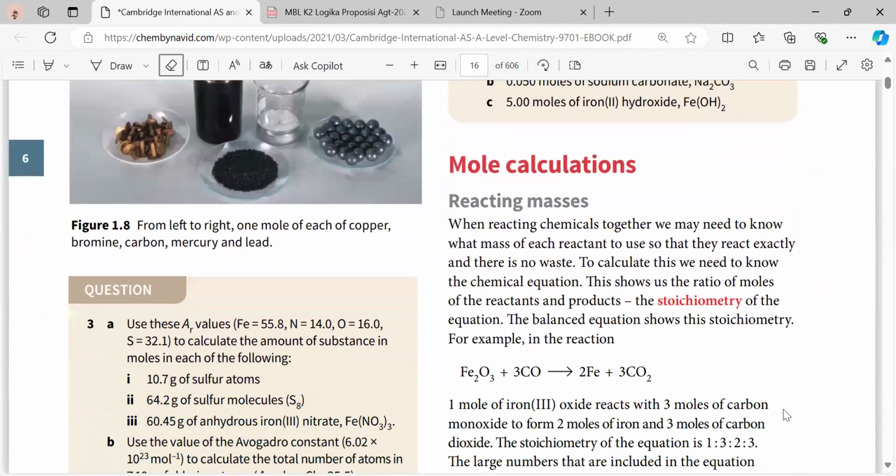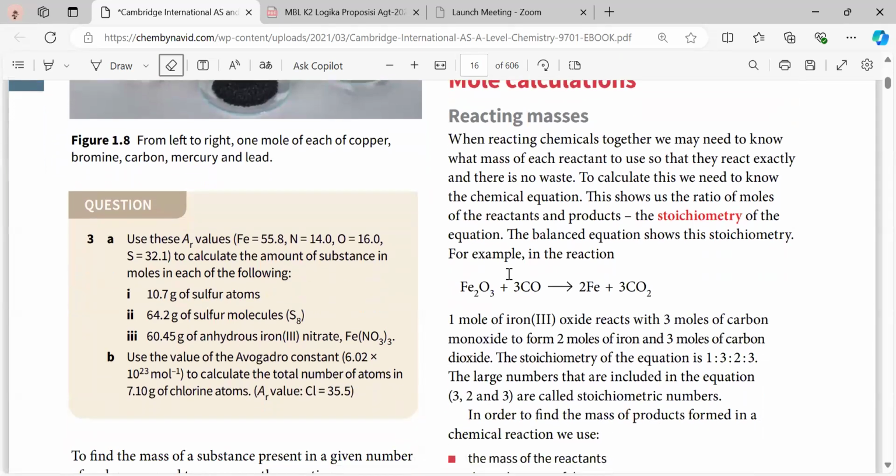So we also have the mole calculations right here. Reacting masses: when reacting chemicals together, we may need to know what mass of each reactant to use so that they react exactly and there is no waste. To calculate this, we need to know the chemical equation. It shows us the ratio of moles of the reactants and products, so the stoichiometry of the equation. The balanced equations show this stoichiometry, for example, this reaction.